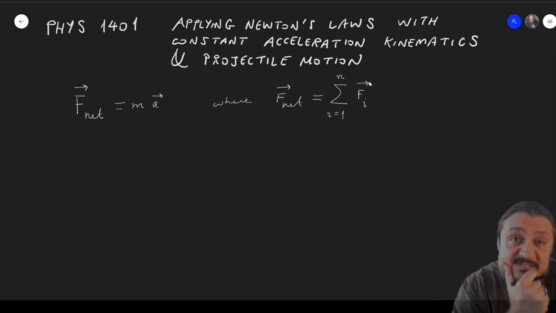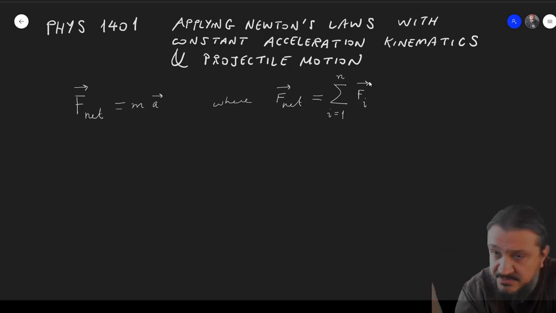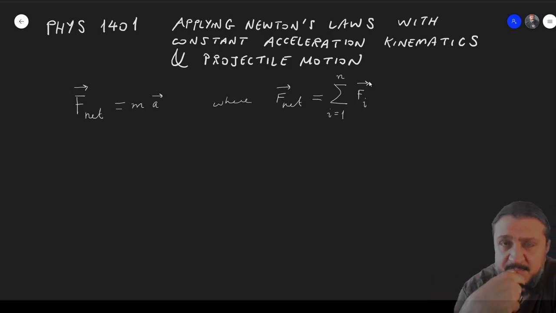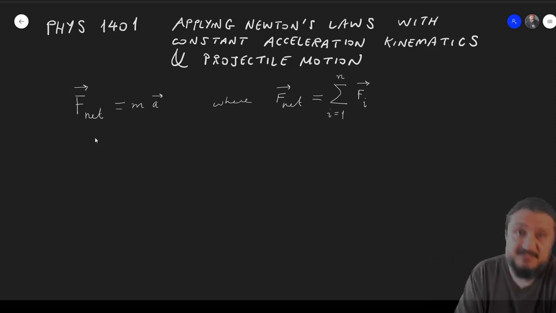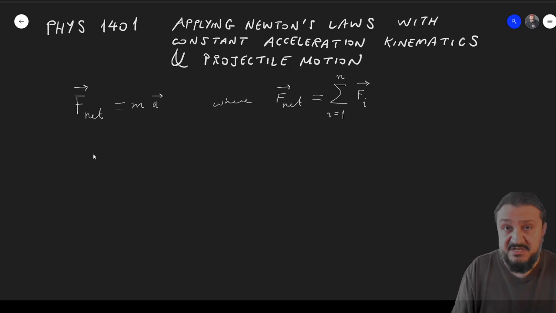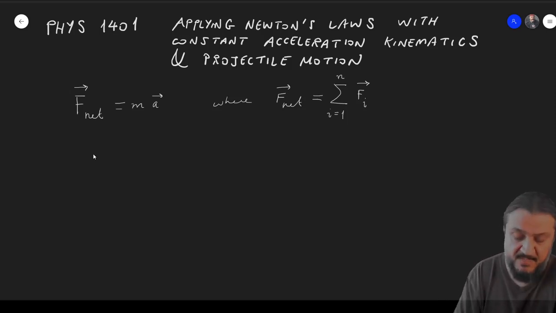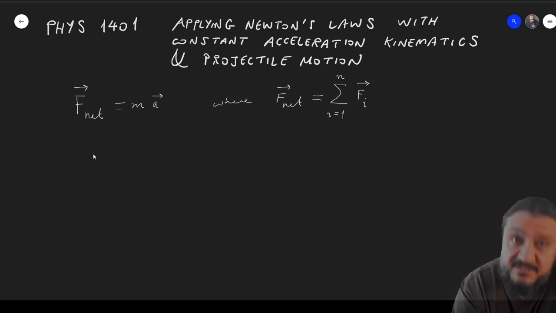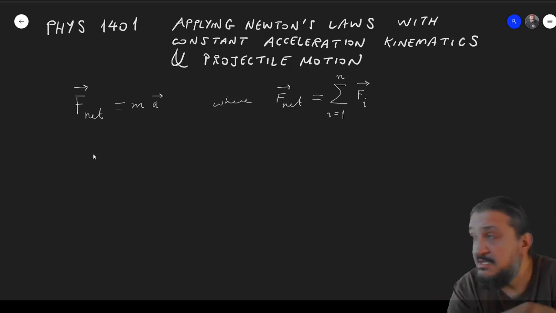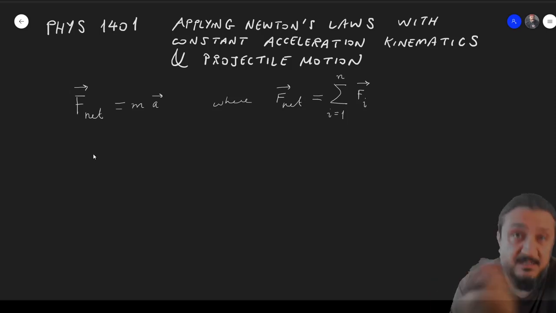So this a here is the instantaneous acceleration. This equation is not restricted to constant acceleration. A, in the most generic sense, is a function of time, which means F net is also subject to change with time in general. And actually, most of the cases you can think of are like that, where you have a changing acceleration because of the changing force. Imagine the motion of the Earth around the Sun.